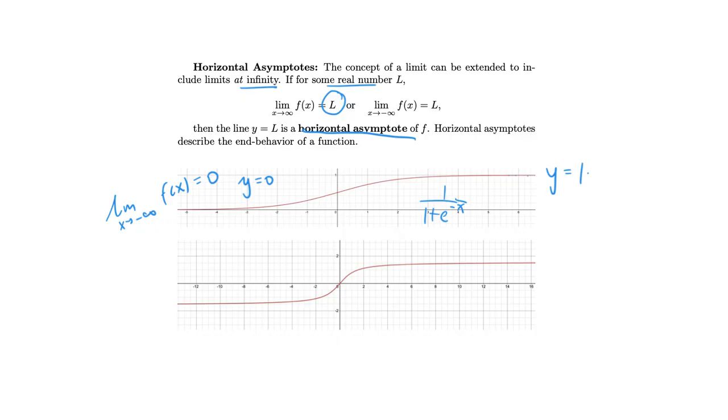So it is possible to have two horizontal asymptotes. It is possible to have one if only one of these is true, or if they're the same. Or you can have none. So for example, if I have y equals x, then there isn't a horizontal asymptote because as this function approaches positive or negative infinity, we're not reaching some bounded value of L.